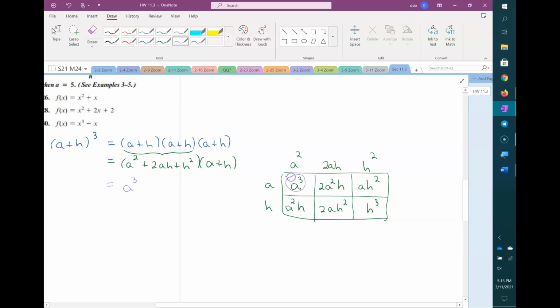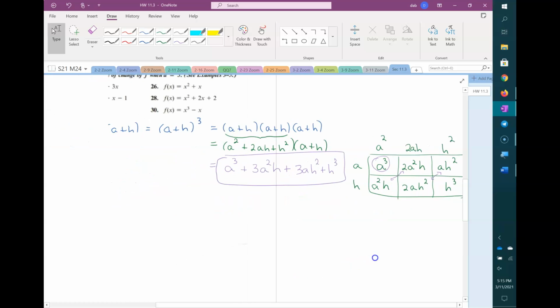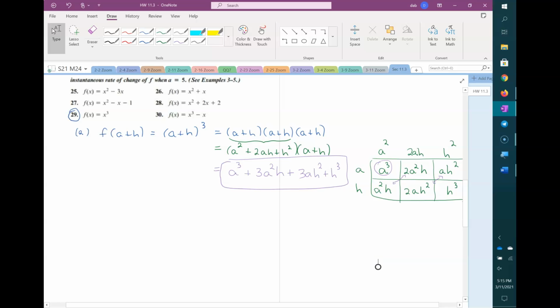So I'm getting a cubed, and then see how I have 2 a squared h's and then one more, so 3a squared h. Then I have 2ah squared and one more, so 3ah squared plus h cubed. So this is the part A, where it says just find f of a plus h.